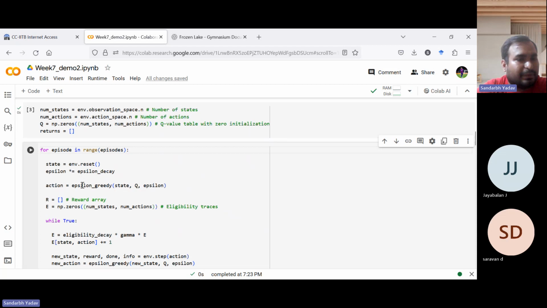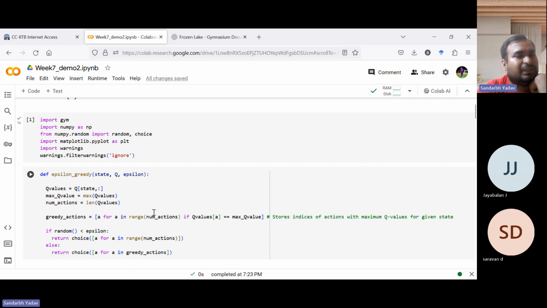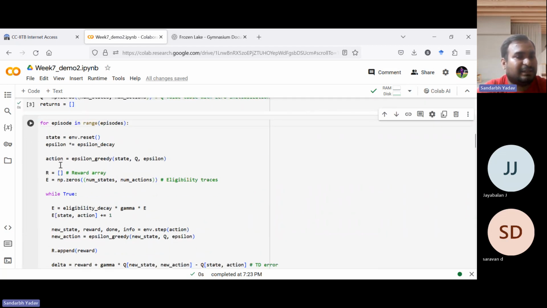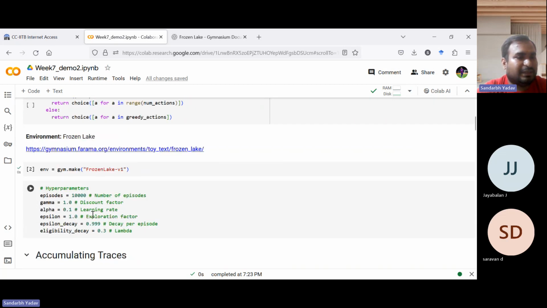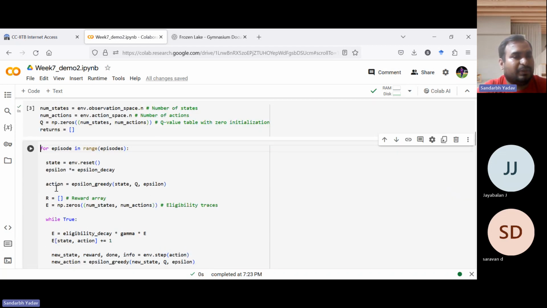And we are basically getting this action. So we have a start state here by this reset function. We are passing this state into this epsilon greedy function. It will return some action for us. Since we are beginning with epsilon one, initially it will be simply exploring, but eventually it will exploit. So we will get an exploratory action here.